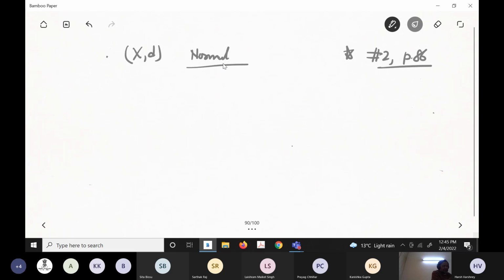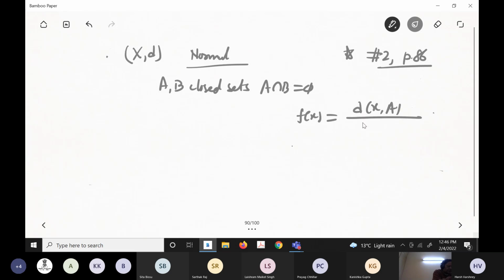Because actually we get separation by continuous functions. And what separation? Suppose A, B are two closed sets, disjoint, and of course I am assuming non-empty. Then you take this function f(x) equal to d(x, A). That is exactly problem number 2. This is very important. You should do it.